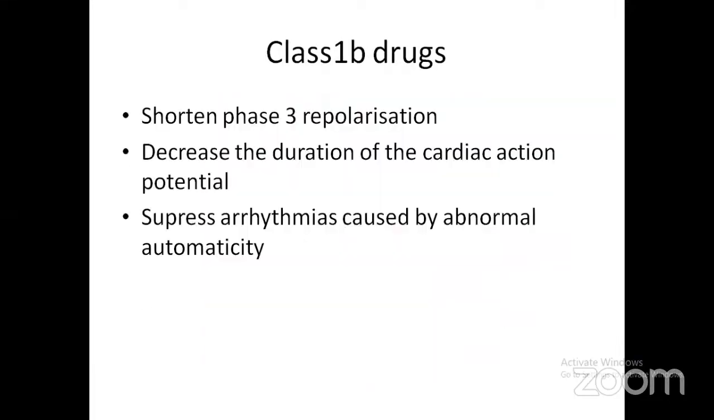Class 1B drugs shorten phase 3 repolarization. They decrease the duration of the cardiac action potential and suppress arrhythmias caused by abnormal automaticity.